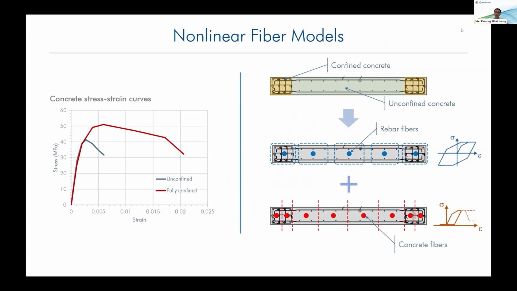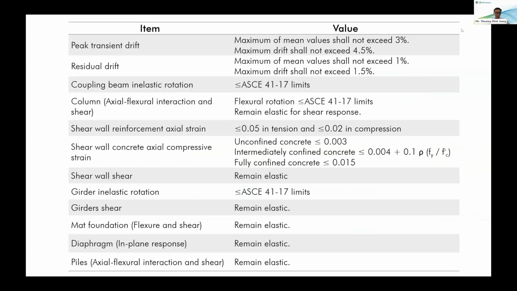For shear walls and columns, we use the fiber models. For the shear walls, we can model the confinement effect at the boundary zone for the confined concrete, and also in the middle zone, we can consider the unconfined concrete material properties in our nonlinear model. These parts will be explained in more detail in the next presentation.